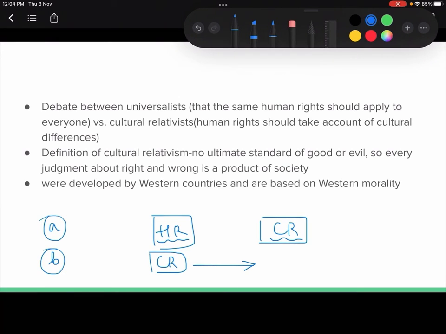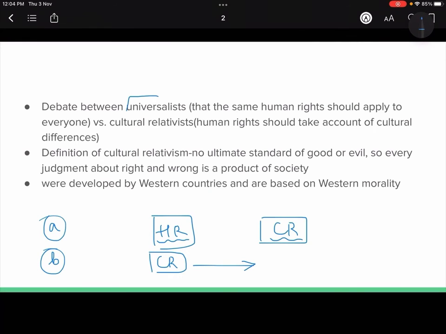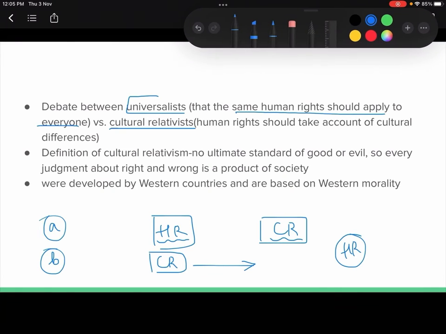The second could be, you can quote the debate between the universalist and cultural relativist. Now when did this come in? Because when Western ideology was countered with other people such as cultural relativists, then this debate sparked off. So what is the debate? Universalists believe that the same kind of human rights should apply to everyone. That means beyond cultures, beyond... human rights is such a thing. If we have to talk about human rights, what are human rights?